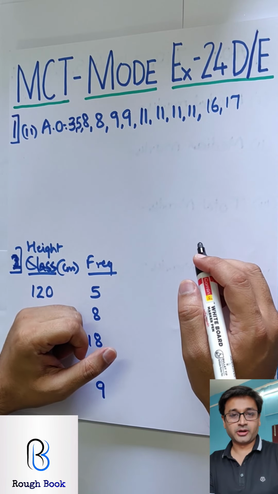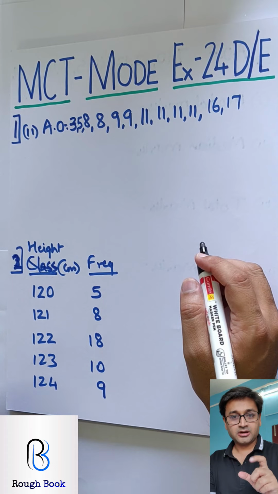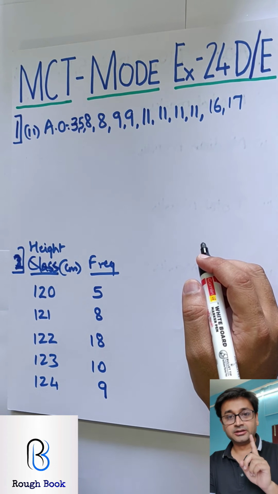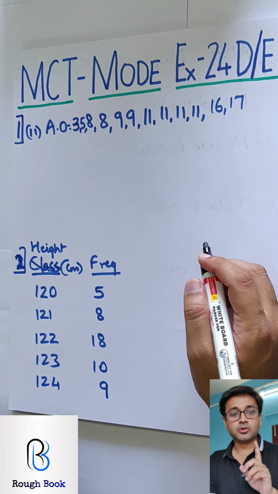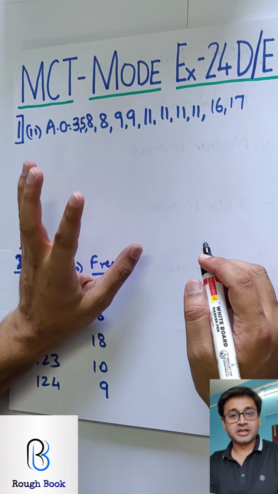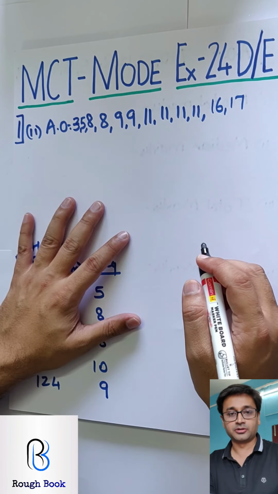Here we did exercise 24 E. Before that we did C. D was pending. So today we are going to do D and the remaining part of E and finish the topic today itself.